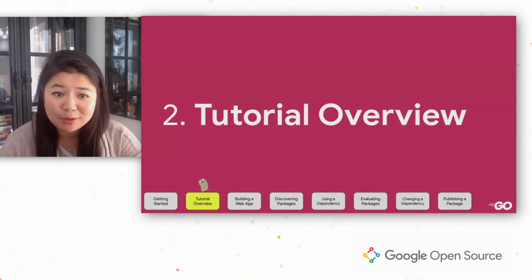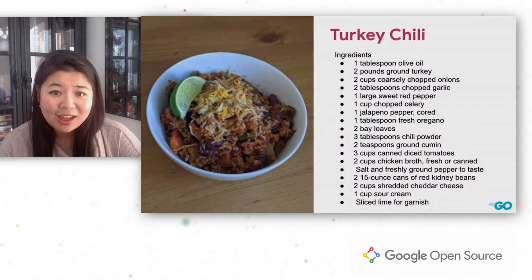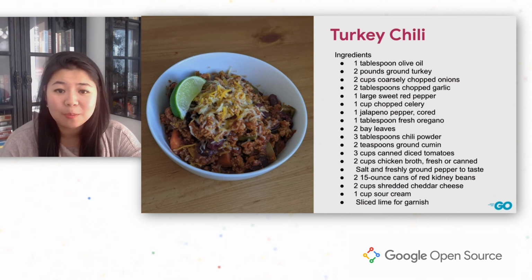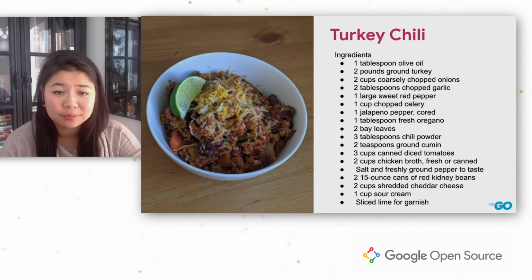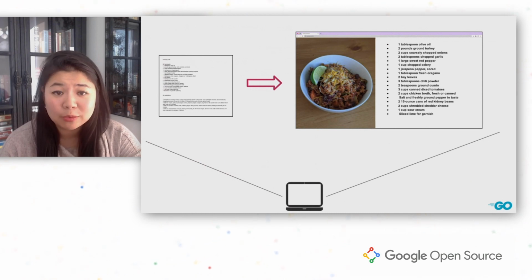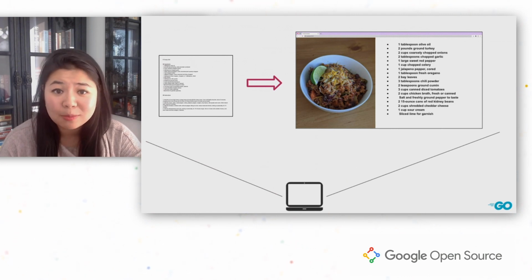I'll start by sharing with you one of my favorite things, which is this turkey chili recipe. I've been making this recipe all year and I have it saved on my computer in a Markdown file. But what I would really like to have is a nicer UI to read this recipe and other recipes in my collection. So today, we're going to build a web app which reads this Markdown file, converts it into HTML, and renders it in our browser. That way, we'll have an easy way to browse all of our favorite recipes.